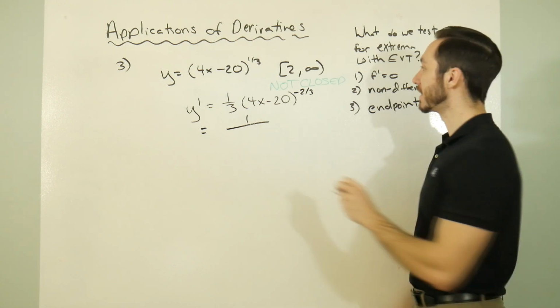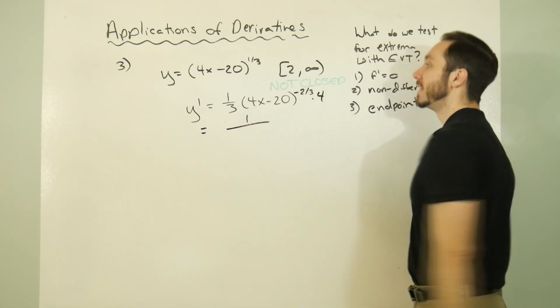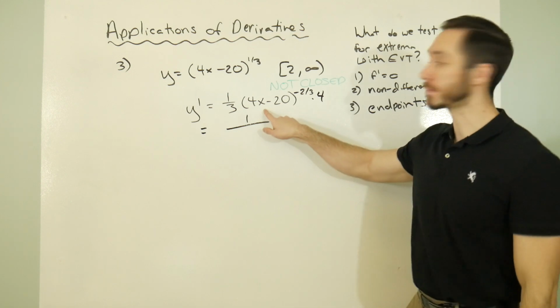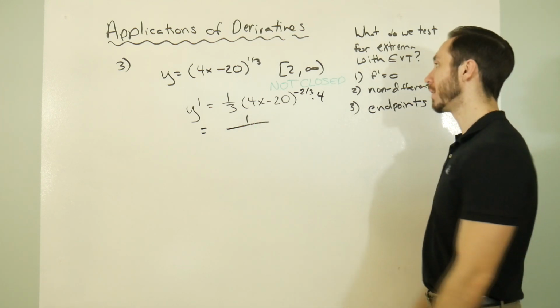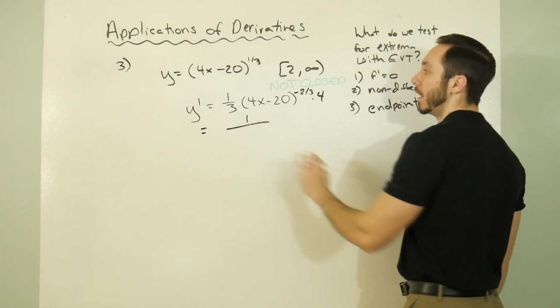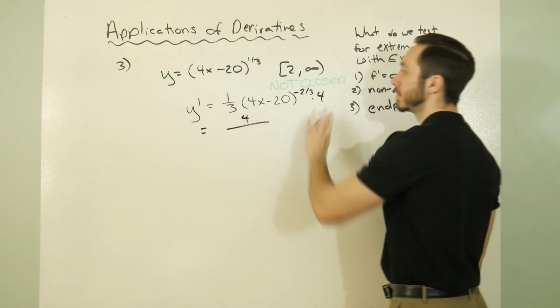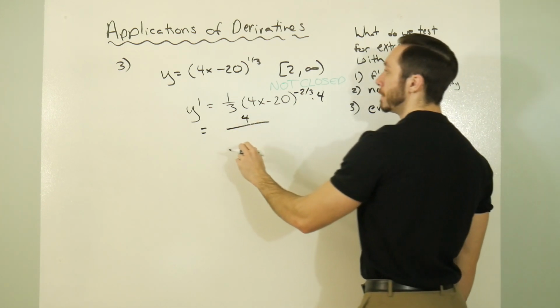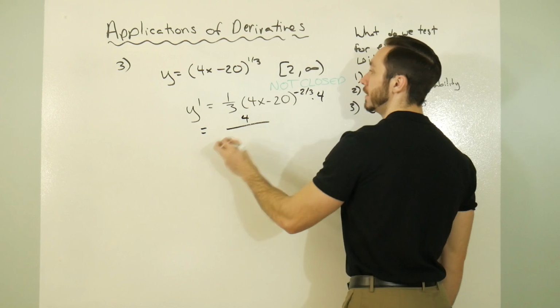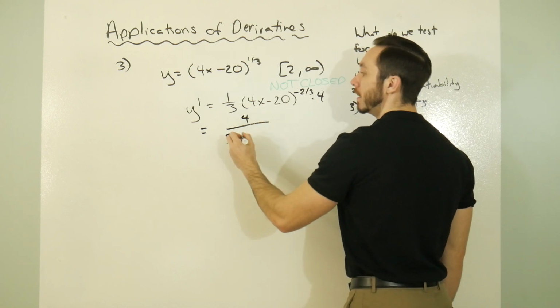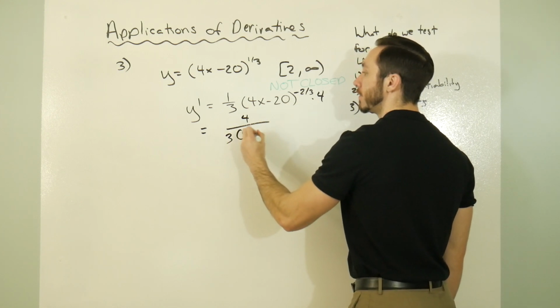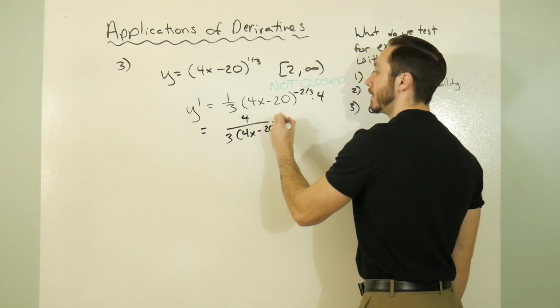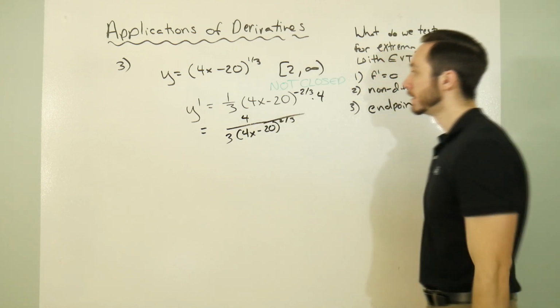You mustn't forget the chain rule. Yeah, so you had to take the derivative of the inner expression. Derivative of 4x minus 20 is just 4, the 4 in front. Cleaning this up, we're going to keep the 4 up top. Let's bring this down below, and we're going to have a 3 down there too. So it'll be 3 times 4x minus 20, all to the 2/3 power.